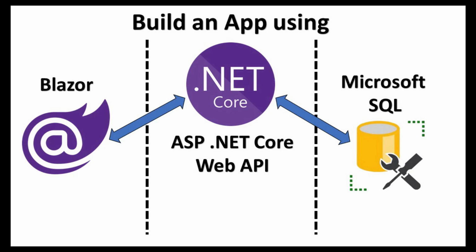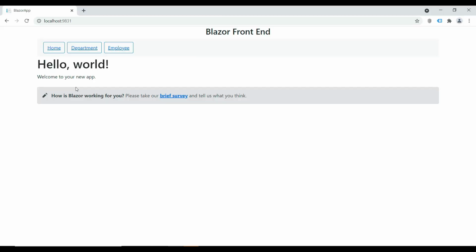In this tutorial, you will learn to create a full-stack web application from scratch using Microsoft SQL Server for the database, .NET Core Web API for the backend, and Blazor for the frontend. We will first start with creating the necessary tables in Microsoft SQL Server. Then we create the Web API project with the required REST API endpoints. Finally, we will use Blazor for creating the frontend.